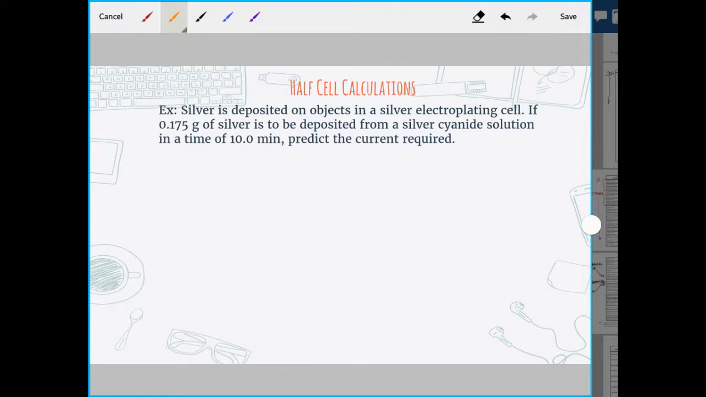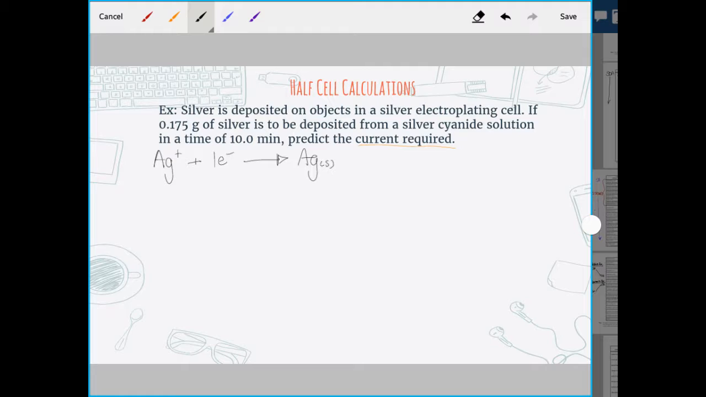This example says silver is deposited in objects in silver electroplating. Now, electroplating is an electrolysis type cell. It says if 0.175 grams of silver is deposited from a silver cyanide solution in a time of 10 minutes, predict the current. So this time we're looking to calculate current. Again, I can use my half reaction. My half reaction is silver ions from our silver cyanide solution, and 1 electron is transferred to make silver solid. I meant to say silver solid.